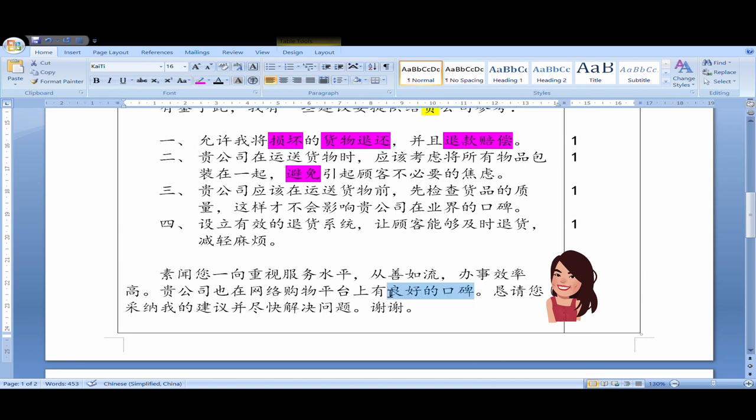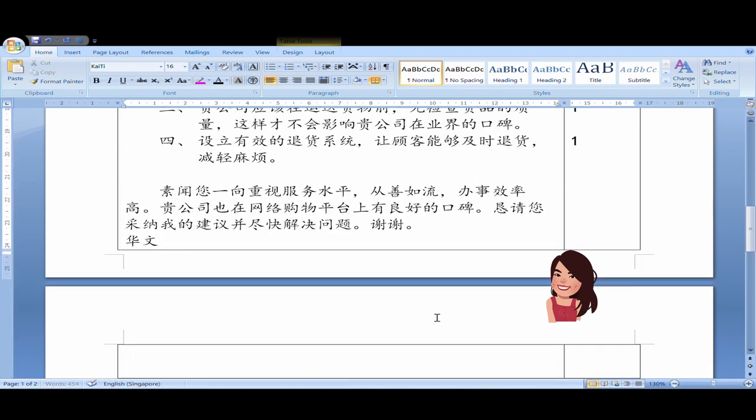Right, so I will write, 贵公司也在购物平台上有良好的口碑. I sincerely hope that you would take my suggestion. 尽快采取行动 is usually used in cases where you need them to get into action, do something drastic. However, in my case, it's more like I have issues here and you need to help resolve this. And I will sign off with my full name.